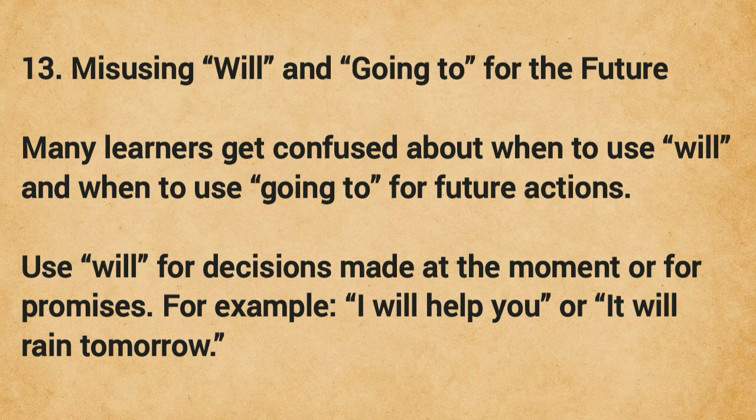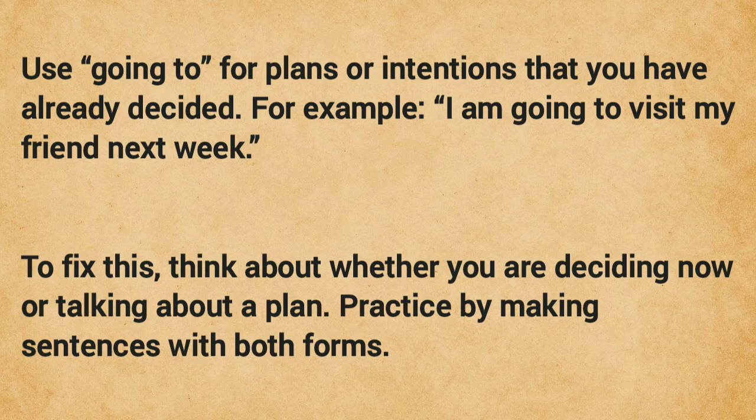13. Misusing will and going to for the future. Many learners get confused about when to use will and when to use going to for future actions. Use will for decisions made at the moment or for promises. For example, "I will help you," or "it will rain tomorrow." Use going to for plans or intentions that you have already decided. For example, "I am going to visit my friend next week." To fix this, think about whether you are deciding now or talking about a plan. Practice by making sentences with both forms.